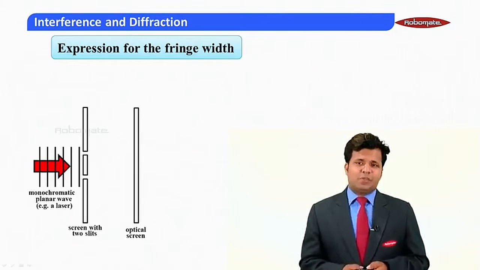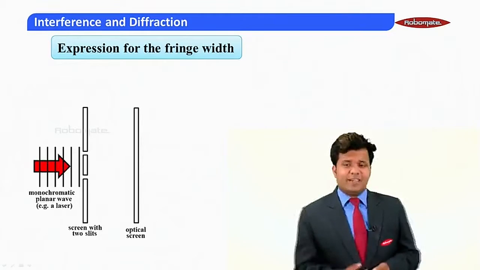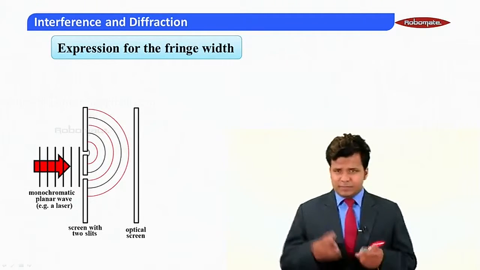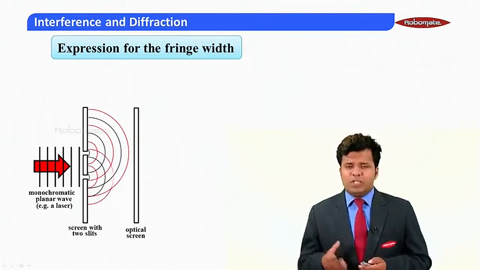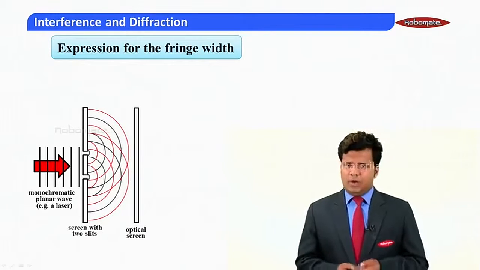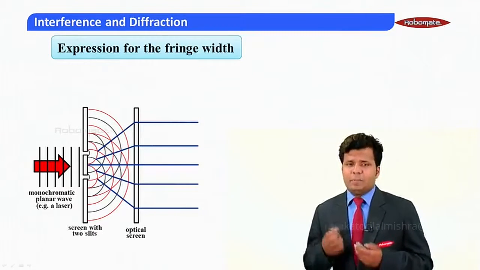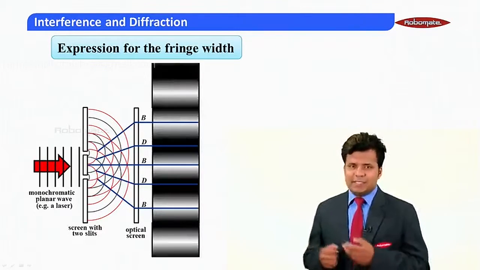So here comes the source of monochromatic planar wave. Let us take the example of a laser, and that would form two coherent sources, and these two interfering waves would give me a clear and steady interference. How does the pattern look? The pattern would be made up of bright bands and dark bands, and it would seem like this.